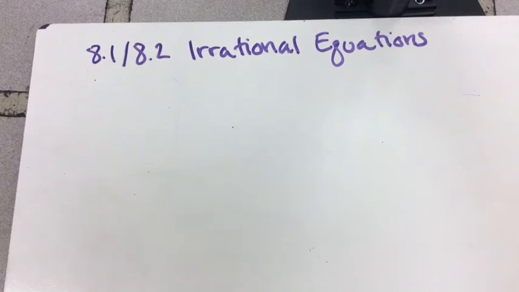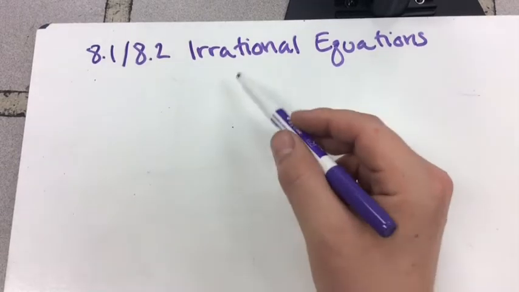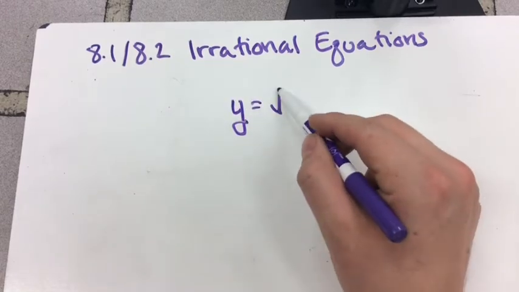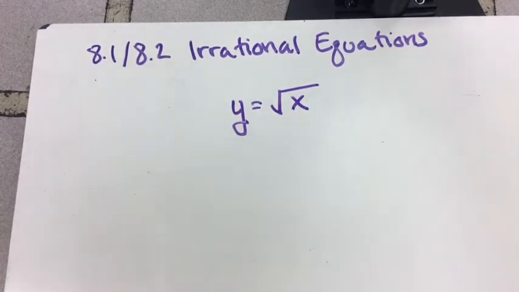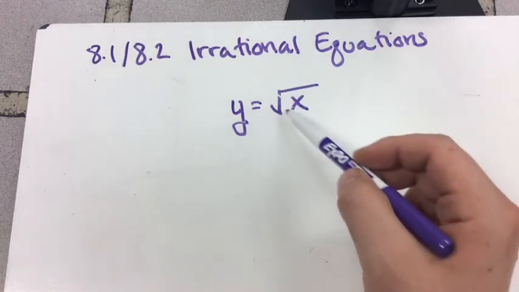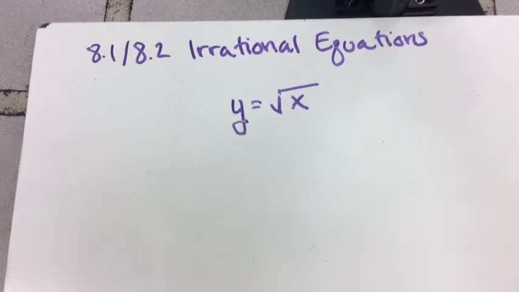Okay, this next chapter is called irrational equations or irrational functions. It's the same idea as before. We're just changing the parent function or the parent graph of what we've been looking at. To mean something is irrational, we're typically dealing with the function of y equals the square root of x. It's this square root or radical sign that makes this irrational.